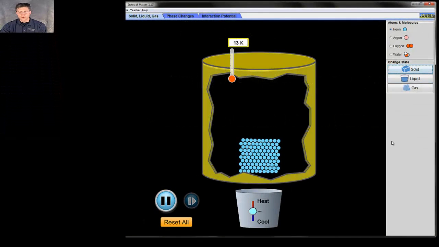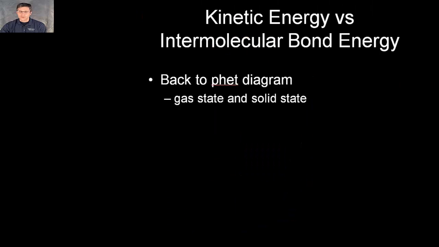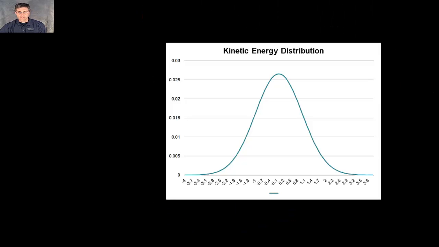Okay, looking at the solid again in the PhET demonstration, we see that here the kinetic energy is not enough to overcome that bond energy. And in the gas, we'll see the opposite. We'll see that the kinetic energy is more than enough to overcome that intermolecular bond energy. So we can look at this in terms of kinetic energy diagrams. Remember that at a particular temperature, the kinetic energy of any molecule is going to be a distribution across some spectrum. So we'll have an average or root mean square or maximum point. We'll have some way of describing that kinetic energy of molecules.